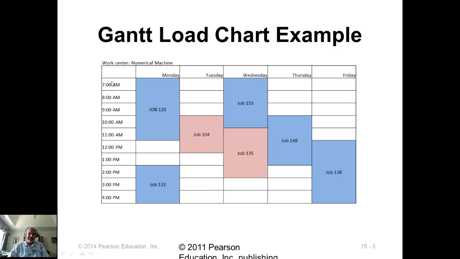So we have time of the day going this way and day of the week going that way. So jobs can then be fit in as they are planned to come in, and you can make the bookings of the work center capacity.